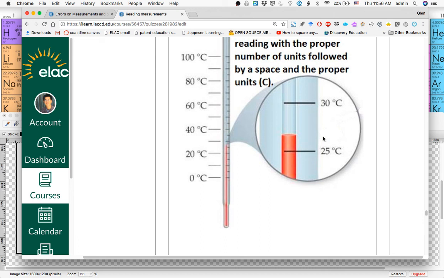You can only go to the next decimal place if the tick marks are 1 degree Celsius apart, or 0.1 degrees Celsius, or 0.01 degrees Celsius. If the tick marks are something other than 1, or 0.1, or 0.01, if there's something else like 5, or 0.5, or 0.05, that's it. The place value of the tick mark value is as far as you go. That is the uncertain digit. So the correct answer here would be 27 degrees Celsius.